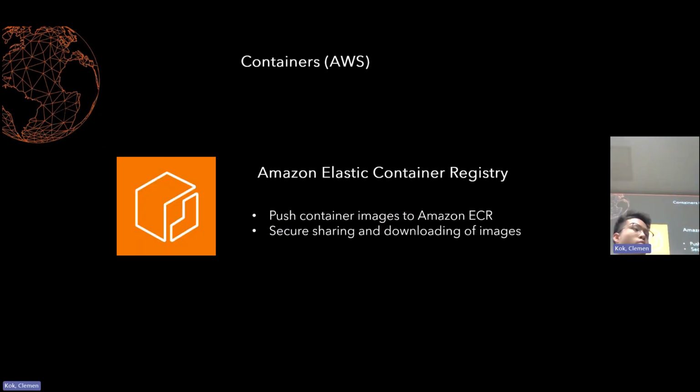The first concept that I went through very quickly just now was Amazon Elastic Container Registry. ECR is a tool that allows you to store different images of your containers. You can push these images to Amazon ECR, and then your different applications or other users in your team can securely download and use these images for different purposes.